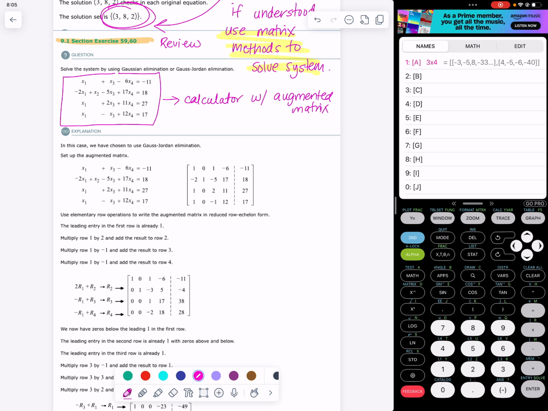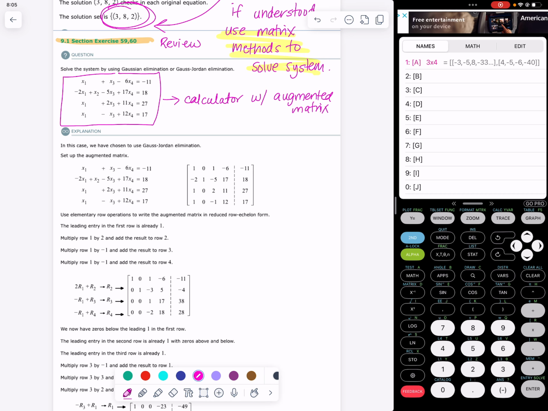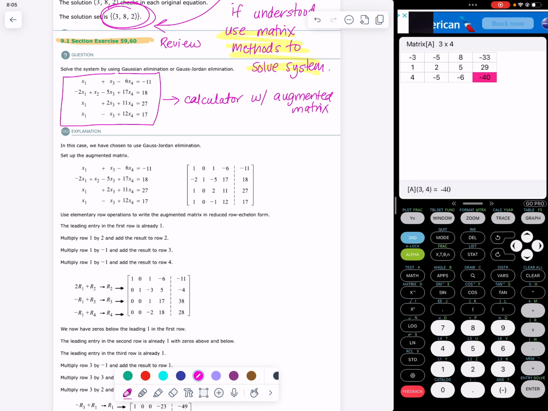And I am going to click on 2nd quit, clear, 2nd matrix, and I am going to edit matrix A. So the only thing you really have to worry about is how many rows do we have? We have 4 rows and we have 4 columns. So this is a 4 by 4, and I'm just going to type right over these.